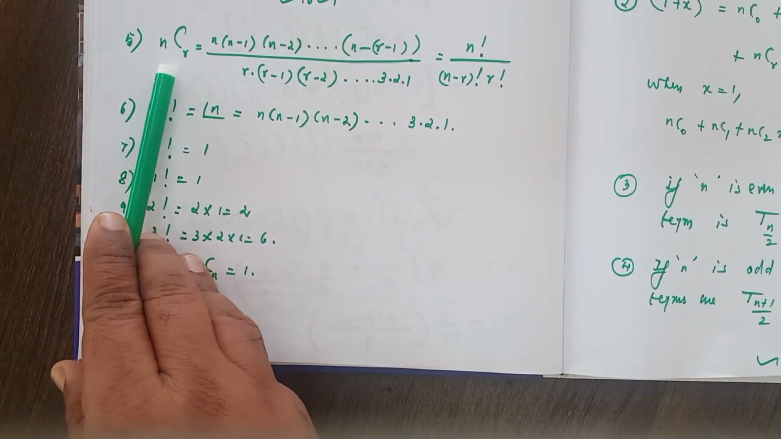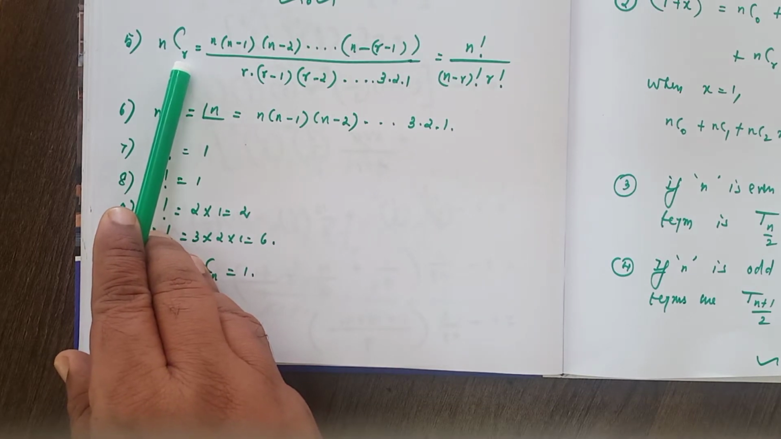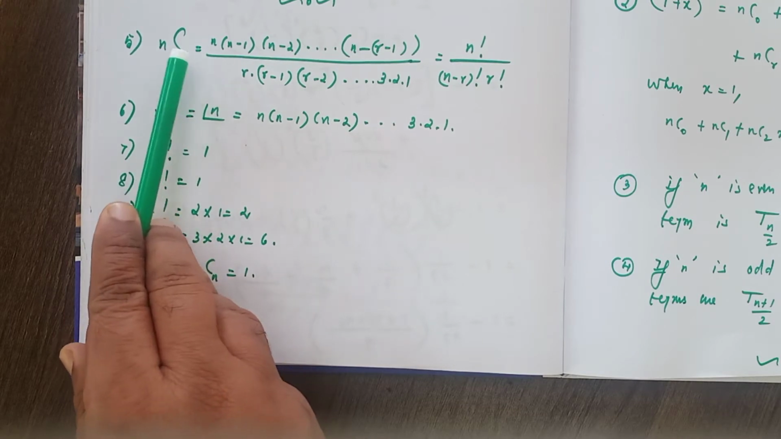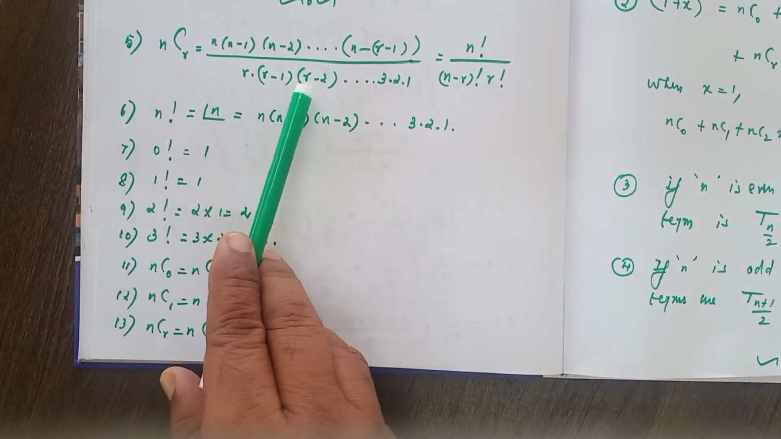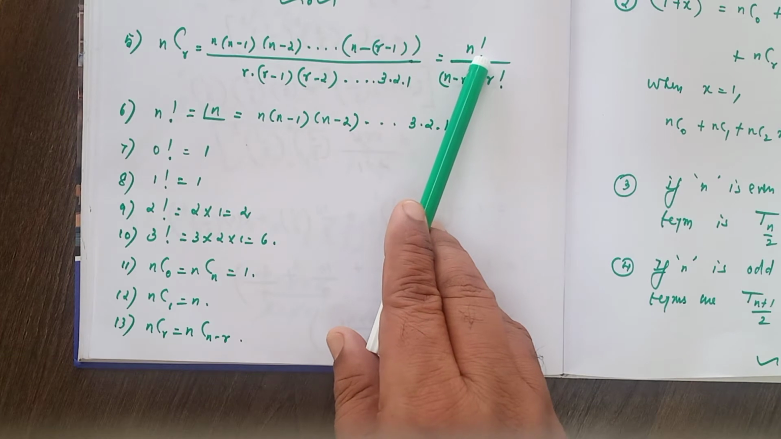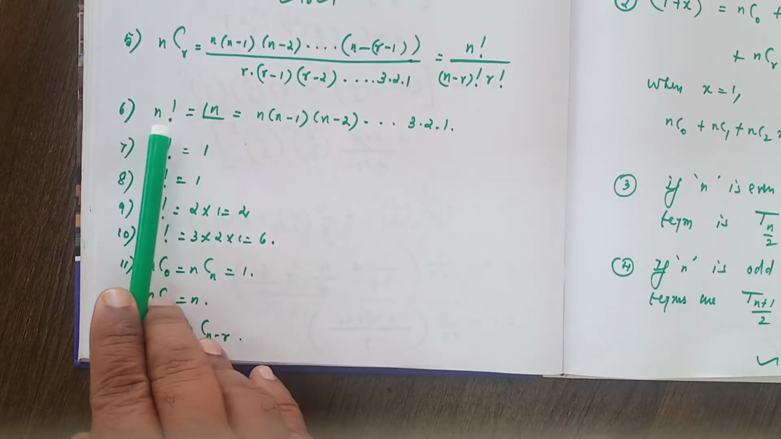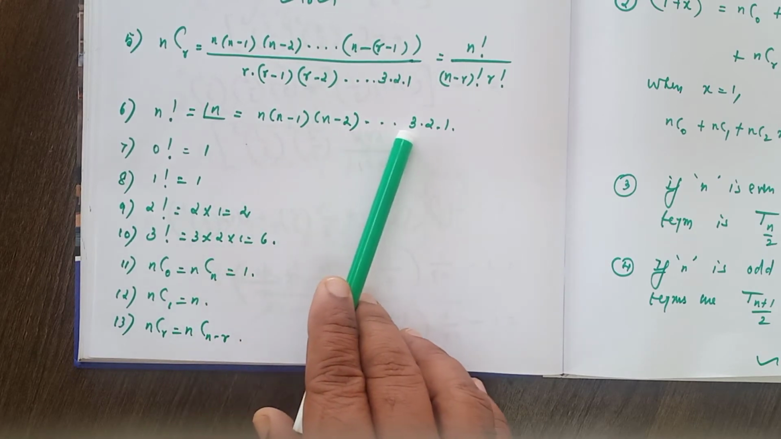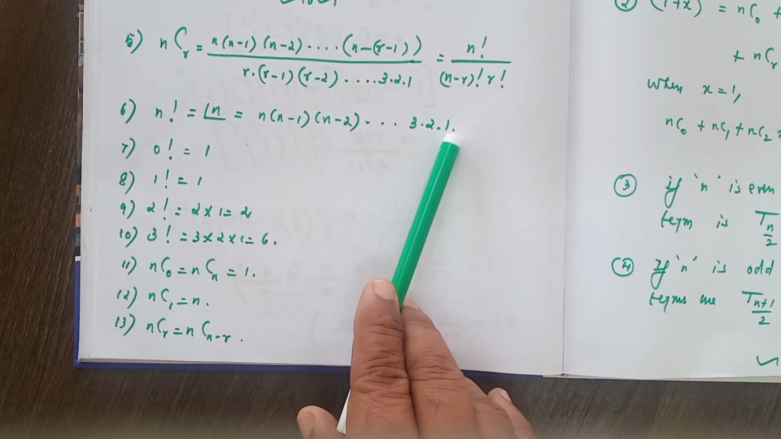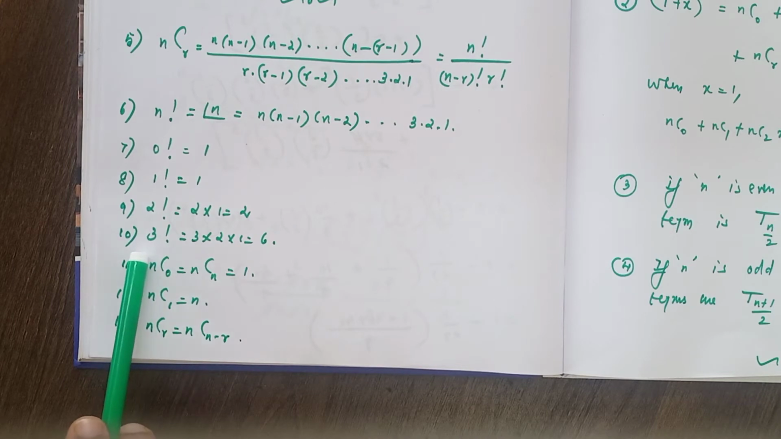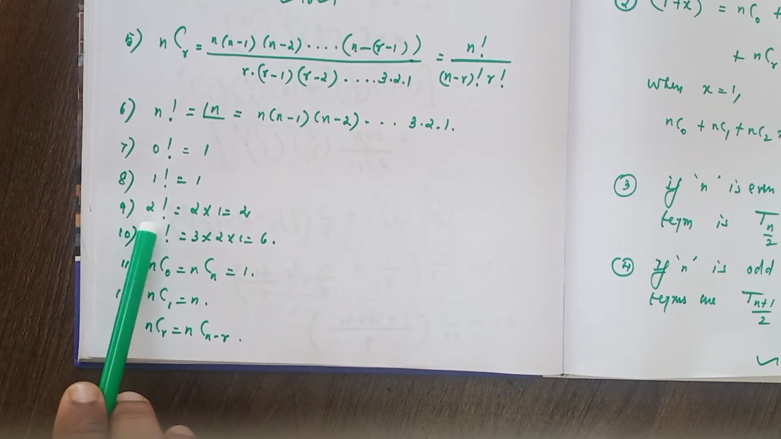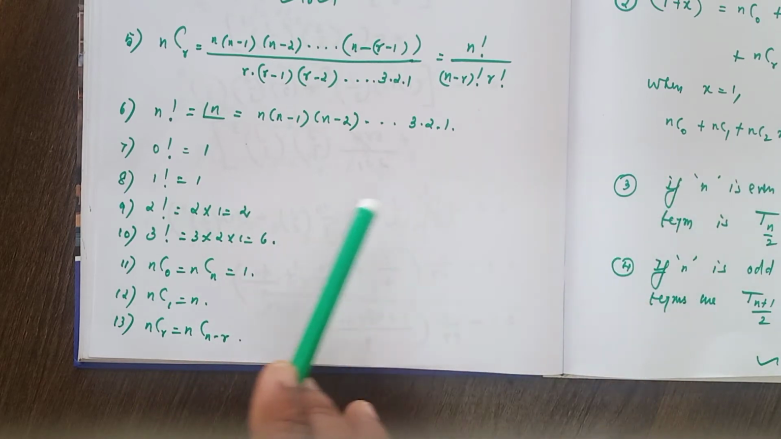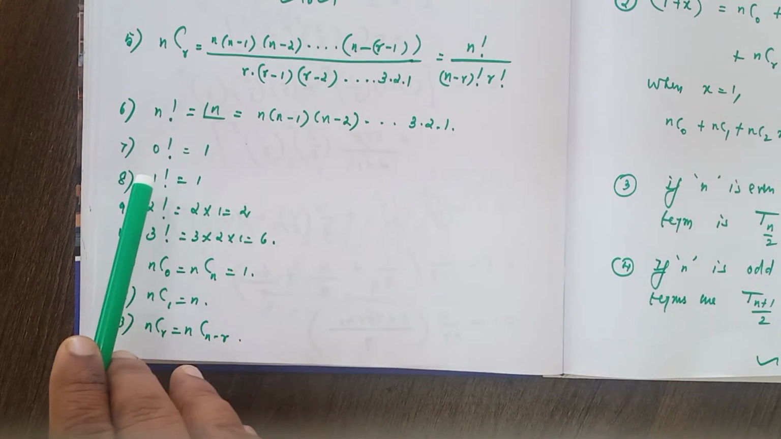nCr represents selecting r things out of n things. Formula here, it is n factorial. What is it called? N factorial. N factorial means continuous product of n natural numbers: n, n minus 1, n minus 2, it is going on up to 1. Suppose 3 factorial means 3 into 2 into 1, 2 factorial is 2 into 1. If it is 5 factorial, then 5 into 4 into 3 into 2 into 1, like that. 0 factorial value is 1, 1 factorial value is 1.